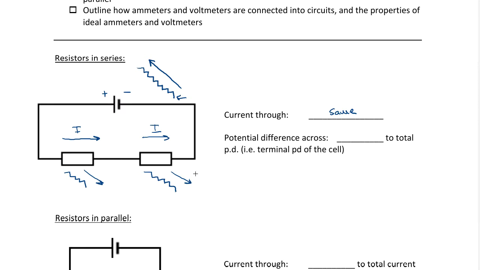So the potential difference across resistors in series adds to the total potential difference, in this case the terminal potential difference of the cell, meaning if I measure from here to here, I would get the same number as if I measured the potential difference from here to here. Okay, so the current through is the same because there's nowhere else for the charges to go, and the potential difference across the two resistors in series has to add to the total potential difference here of the cell.